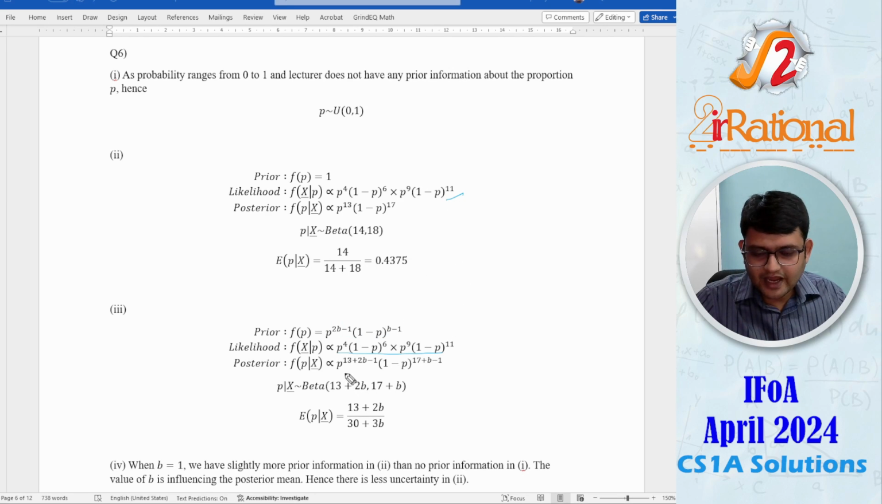We'll multiply, and this is going to be our posterior. So the beta distribution will have the parameters 13 plus 2b and 17 plus b. So the Bayesian estimate, that is the mean, is going to be (13 plus 2b) upon (30 plus 3b).